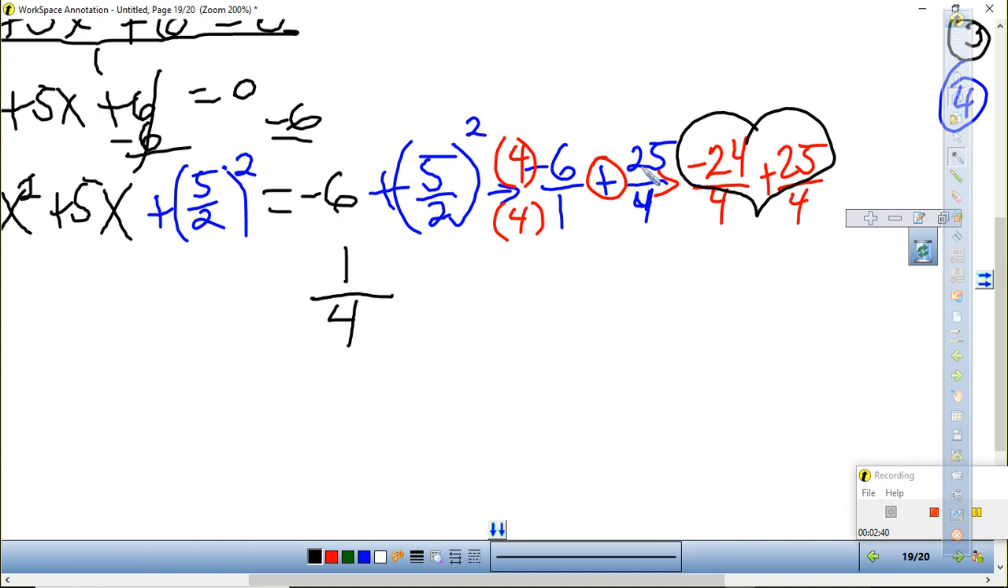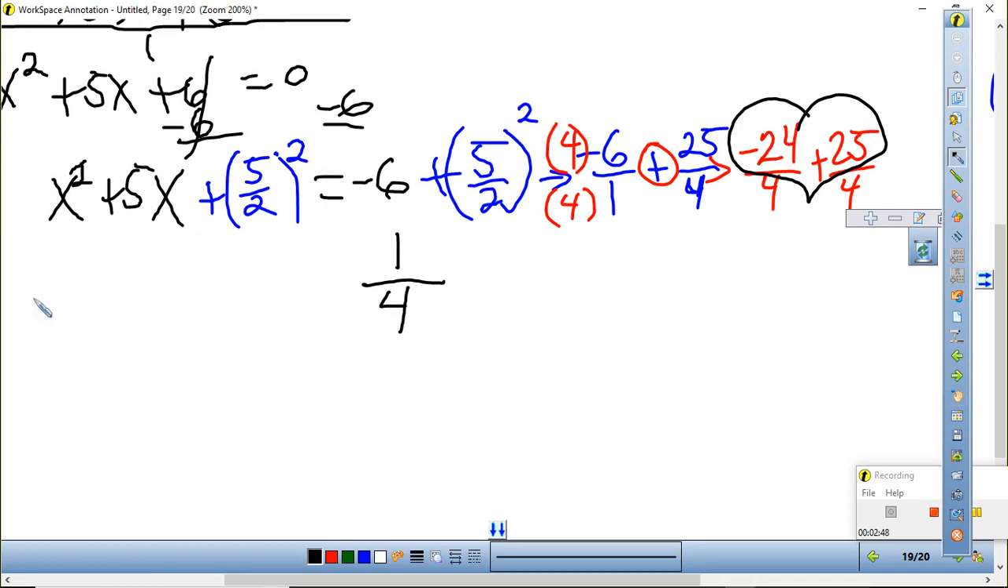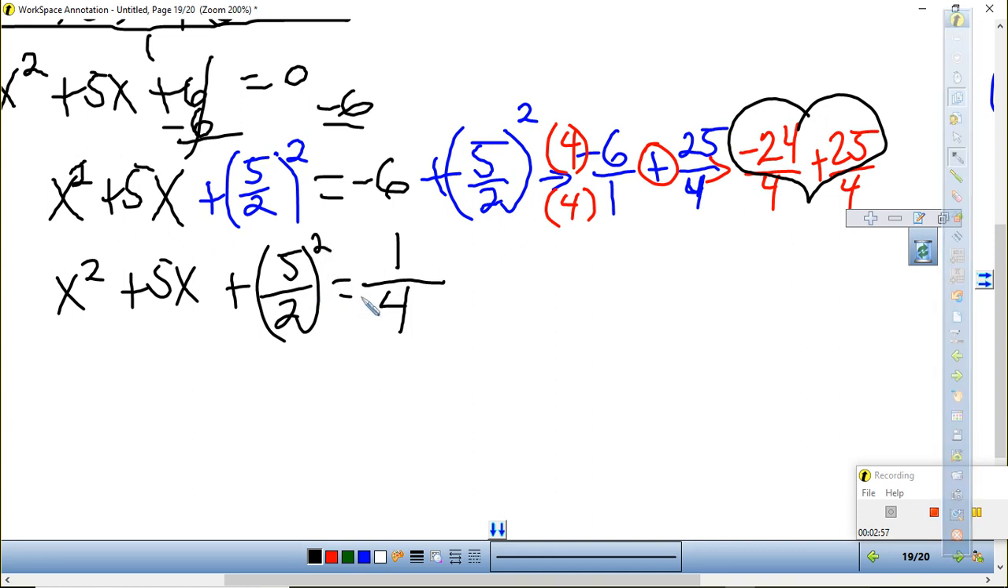Okay, so now I simplify this side. I'm going to bring all of this down. X squared plus 5x plus 5 over 2 squared. Can I simplify this a little bit more? Yes. Now check this out. Look up, please. If I was to simplify this side, it would become x squared plus 5x plus 25 over 4 equals 1/4. Is that correct? All right.